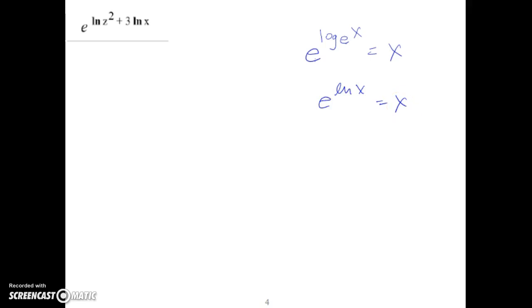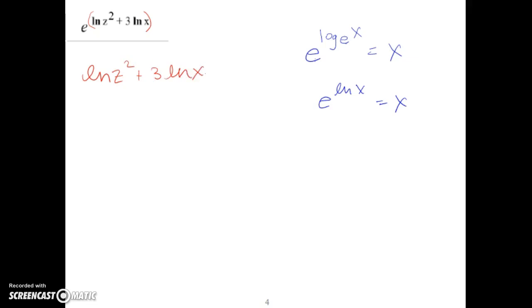So in this problem, you see we've got e raised to natural log, so we're going to hopefully simplify it down to where we can use this property. To be able to use this property, what I'd like to do first is try to simplify the exponent here. Natural log z squared plus 3 natural log x.